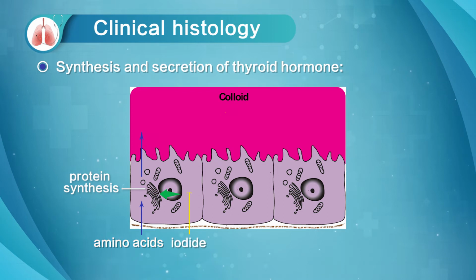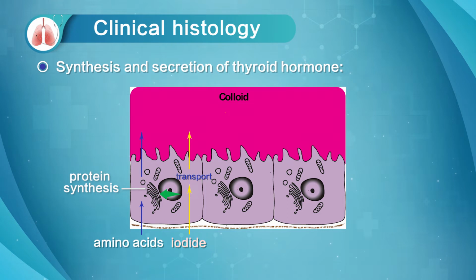Secondly, the follicular cells pick up iodide from the blood by sodium iodide pump in the basal cell membrane. The iodide in the follicular cells is concentrated to about 30 times higher than in the blood. The iodide is finally transported to the lumen through the apical side of the follicular cells.